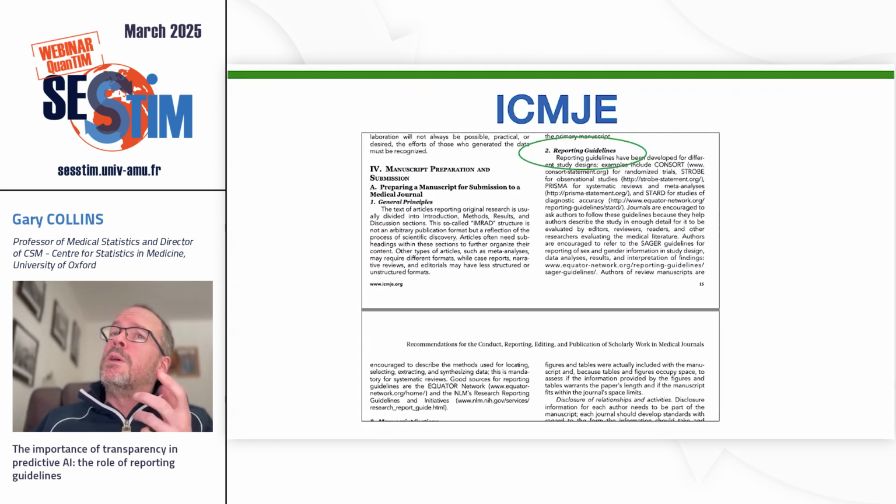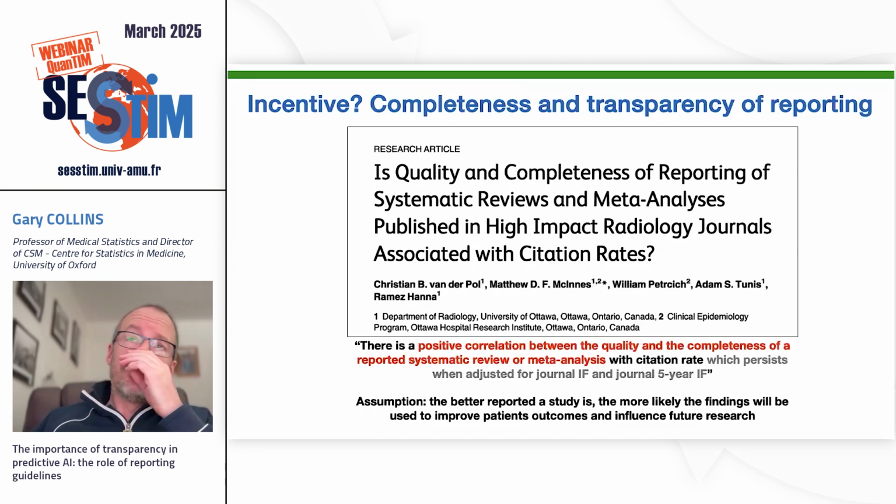ICMJE. So if you've ever submitted an article, or if you will submit an article in the future, you're quite likely going to be requested to complete an ICMJE form of conflicts of interest. And in that guidance, the whole section around the importance and the obligation of transparently reporting your study and following reporting guidelines. And they're just a few examples. Reporting guidelines and Equator are embedded throughout the ecosystem.